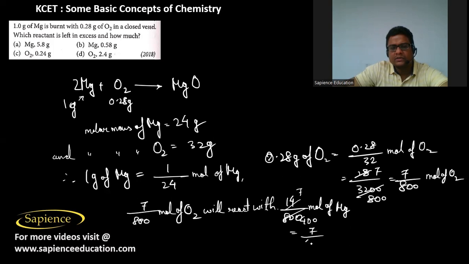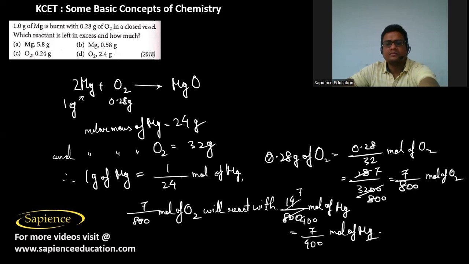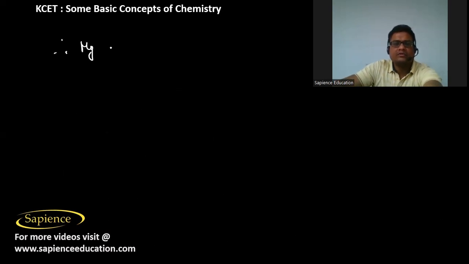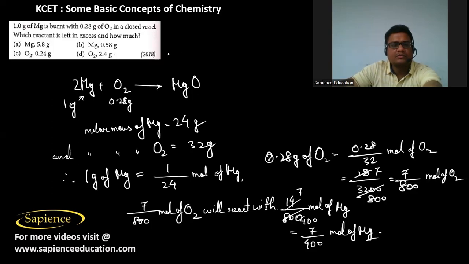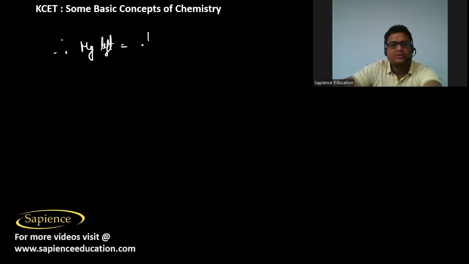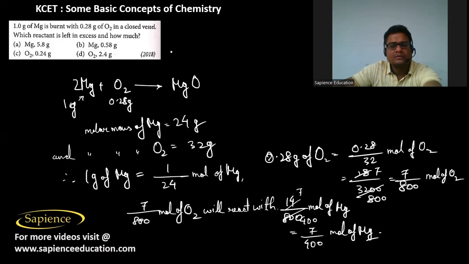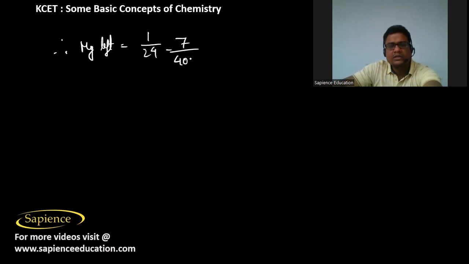Okay, so 7 by 400 mole of Mg will be reacted, and therefore the amount of Mg that will be left is 1 by 24 mole. Out of 1 by 24 mole, 7 by 400 mole has been reacted, so this much mole will be left.